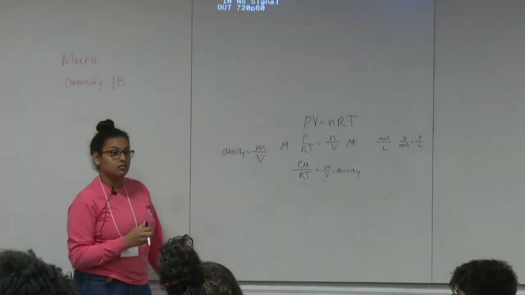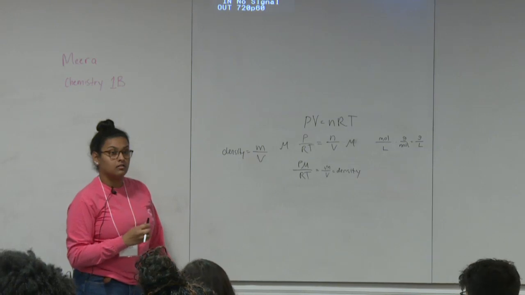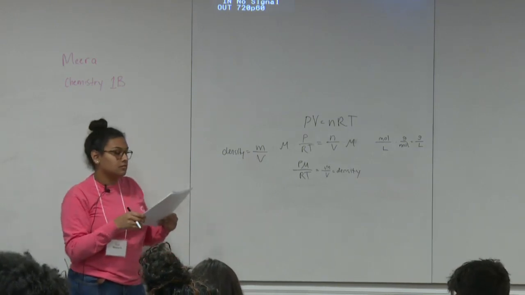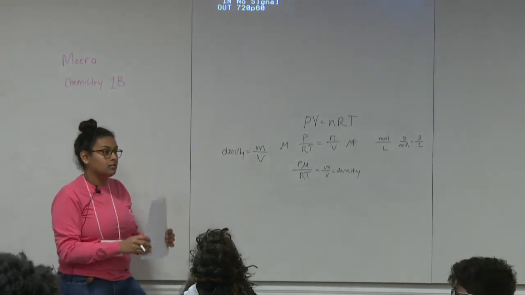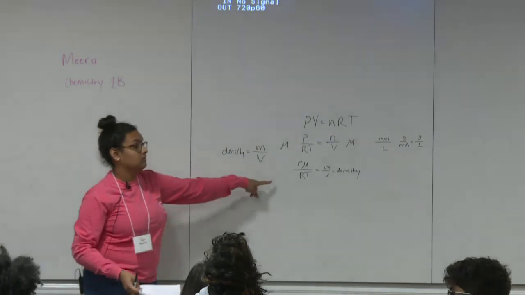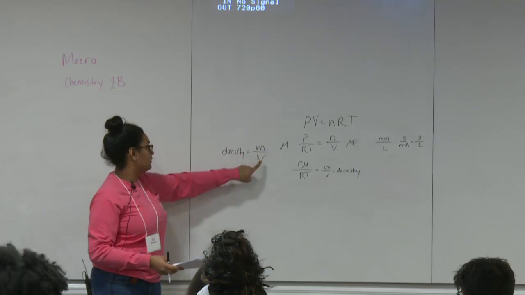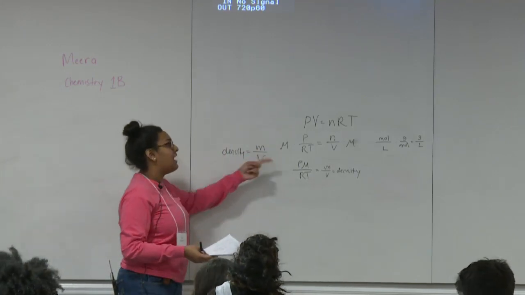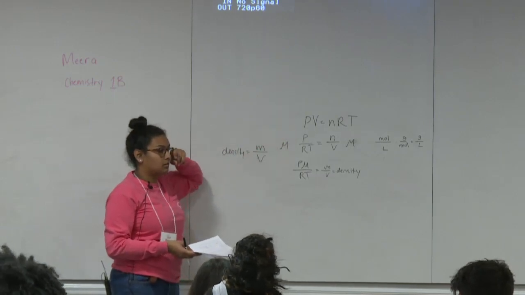The P over RT times molar mass is the equation for itself. Oh, no, use a different equation. Is that the one using density? Chem 1B is like... This one? No, the M over V is one that I feel like we're using in Chem 1. You're not really using this, it's just to derive it from that, basically.